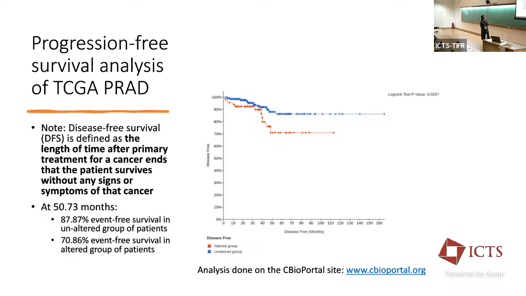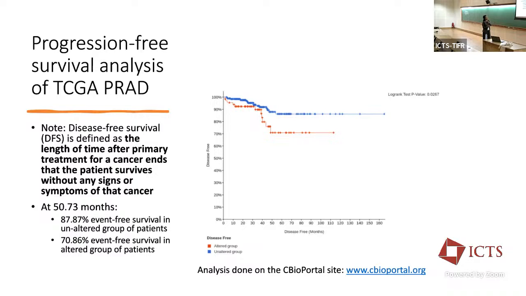So if you look at this, for example, at about 50.73, somewhere around here, there is 87.87% event-free survival in the unaltered group, which is higher. While for the same time period, for the altered group, it's 70.86, so it's about 17% less. So definitely there's a difference. We could say that these 19 genes play a role in the disease reoccurring after the treatment.